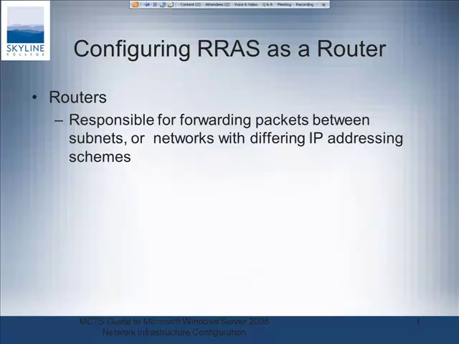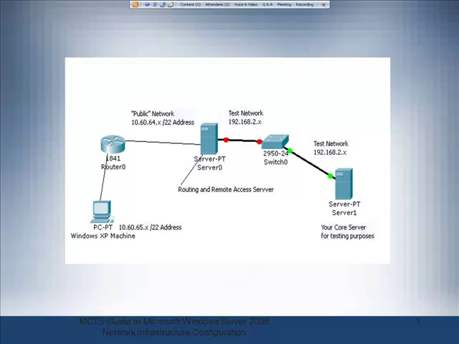Routers are responsible for forwarding packets on networks with differing IP addressing schemes. Let's say with a different subnet mask, on a different subnet. Routers find networks. ARP finds resources. ARP finds the MAC address for the individual device that you're trying to go to.